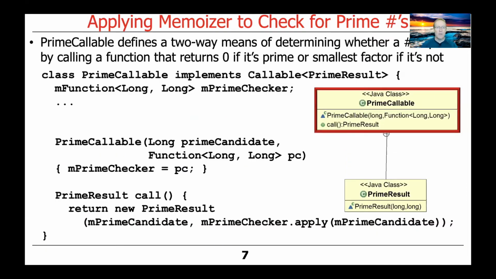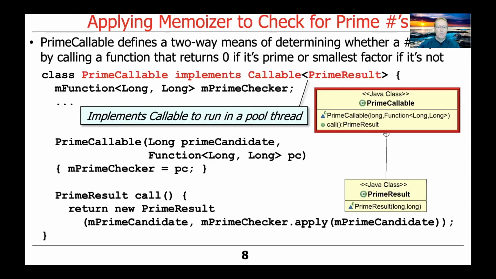Here's the way we are going to implement PrimeCallable. This is a little different from our previous version because now we're going to leverage the fact that we've got this Memoizer and the fact that the Memoizer is actually implemented using the functional interface. Just a quick recap on what PrimeCallable does. It defines a two-way means to determine whether a given number, which we call the prime candidate, is prime or not. And so you can see here that PrimeCallable implements Callable.